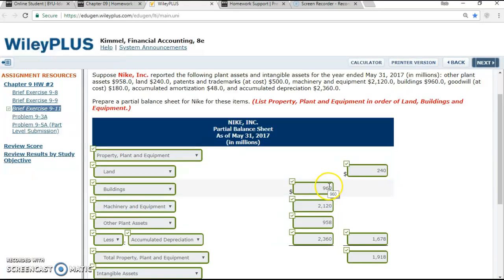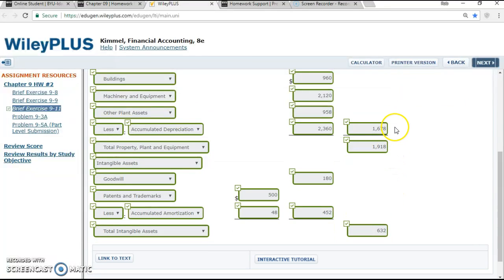When you do that arithmetic on your calculator, that gives you this answer here of 1,678, because again, you're subtracting the accumulated depreciation from the balance of these three. And then to get your total property and plant equipment value, you add this answer to the land, and that gives you the total answer of total property and plant equipment.